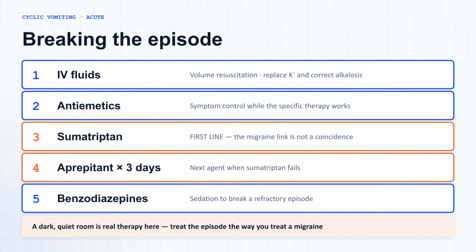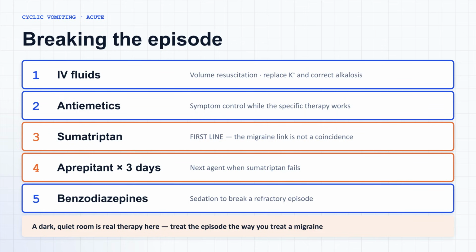Treat the acute episode aggressively. Start with intravenous fluids. These patients are usually dry and often have an electrolyte deficit. Give antiemetics. Then the drug worth remembering, sumatriptan, is first line. The migraine link is not a coincidence. This syndrome responds to migraine therapy. If sumatriptan fails, aprepitant is the next agent, given for 3 days.